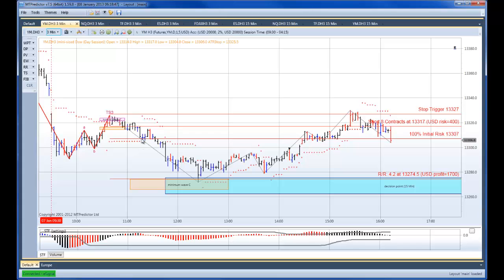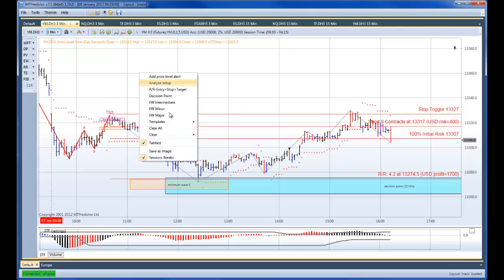Once you got to the 100% initial risk level, bring your stop to break even. That way you're protected a bit quicker. And as such, you would then still have been able to take this trade and come out there for a lovely profit.